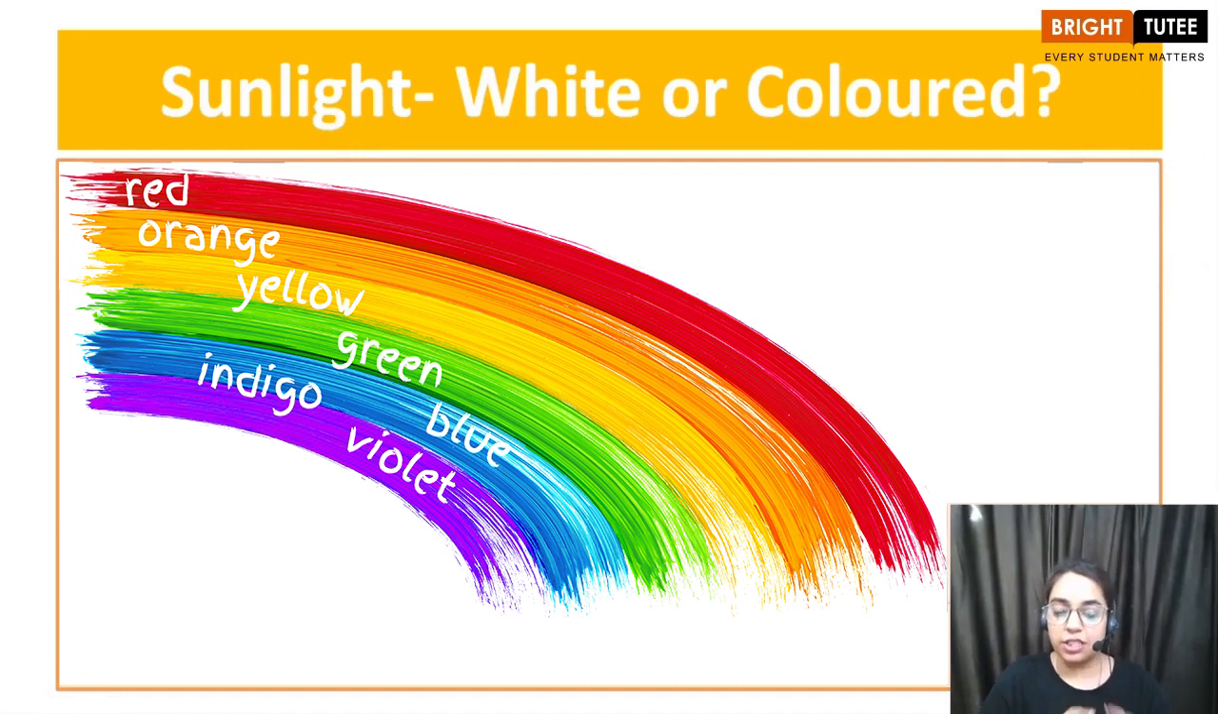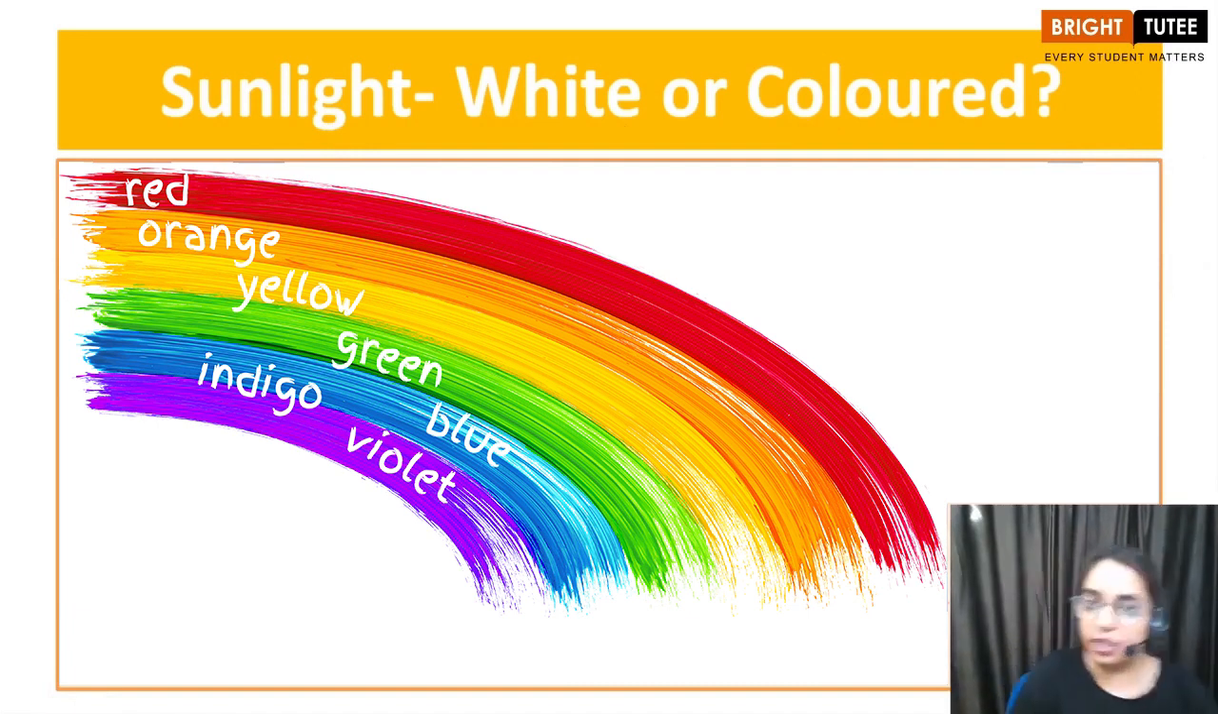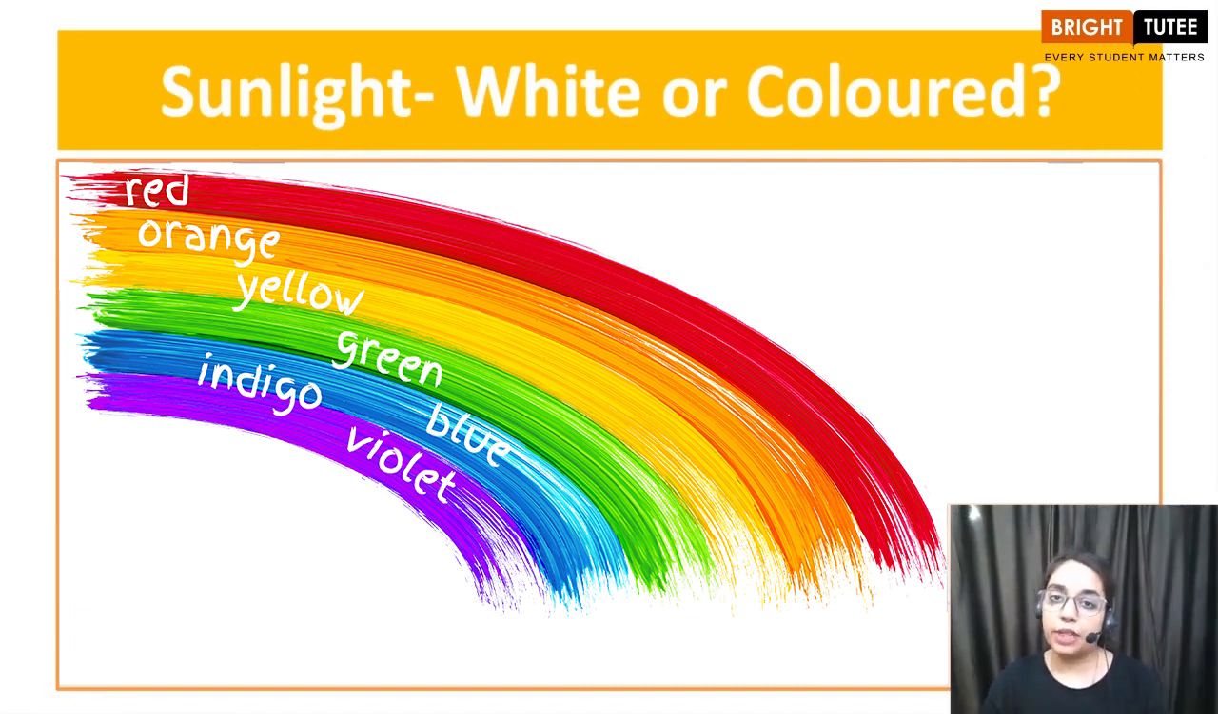And children, actually this happens because of a phenomenon called refraction, about which you need not understand right now, but you just need to understand that there is a certain phenomenon in the atmosphere through which the white light can split into its component colors, which are Vibgyor. Okay, so this is the example which can prove that white light is actually a mixture of these different colors. Okay, so let's move ahead to the next example.